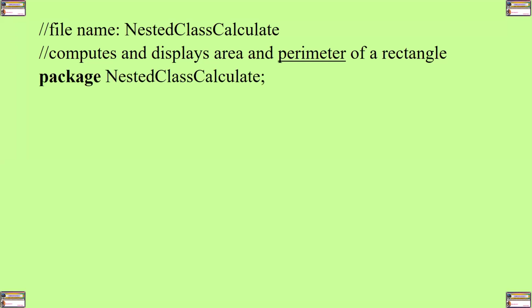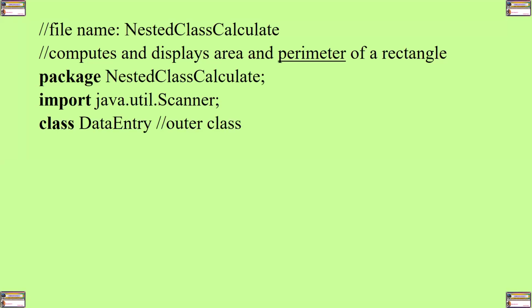So our package, the name of our project, is nested class calculate. Then we have import java.util.Scanner, followed by the class. The class here is data entry class. Under that, we have two members, length and width, of type integer. Then we have a member called dimensions.